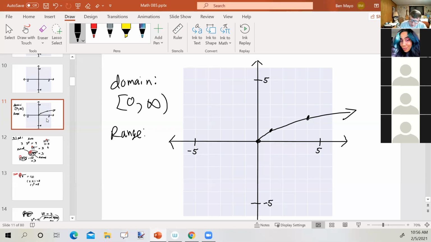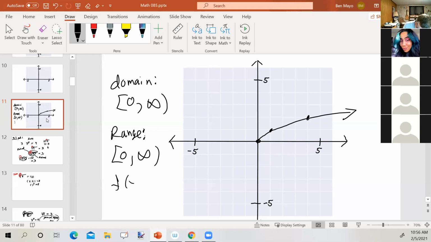What's the smallest y value? That would also be 0. And what's the largest y value? Looks like it also goes infinitely. Good job, Abel. So your domain and range of that particular function is from 0 to infinity.